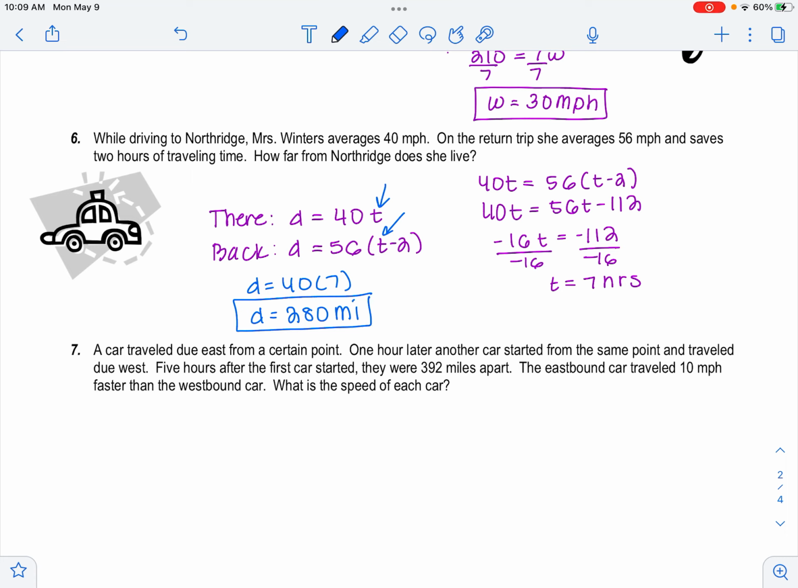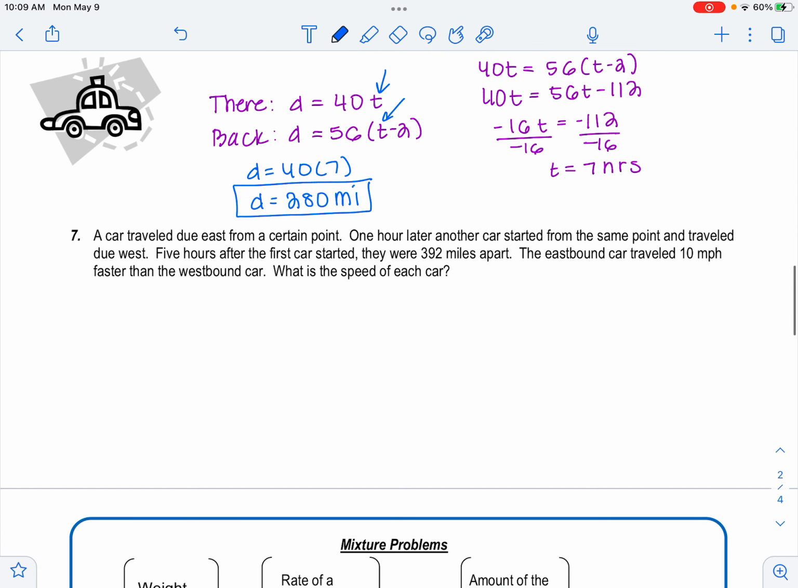Okay. All right, so the last one: a car traveled due east from a certain point. 1 hour later, another car started from the same point and traveled due west. 5 hours after the first car started, they were 392 miles apart. The eastbound car traveled 10 miles per hour faster than the westbound car. What's the speed of each car?